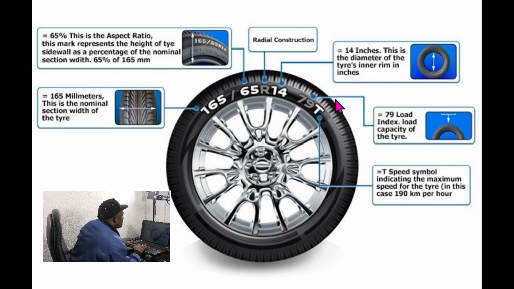And the next one is this 79. This 79 is the load index. So that is the load you can put on this car. By index, that is the 79. That is the load capacity of the tire. What it can take is this 79. And this T that follows is the speed symbol, indicating the maximum speed for the tire. In this case, 190 km per hour. So let me explain some things here.